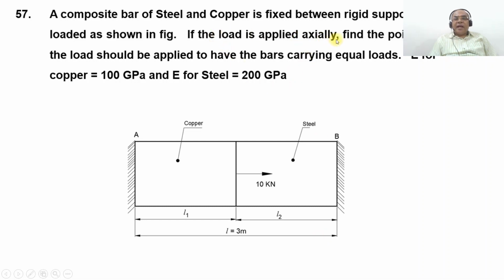If the load is applied axially, find the point at which the load should be applied to have the bars carrying equal loads. Young's modulus for copper is 100 GPa and Young's modulus for steel is 200 GPa.